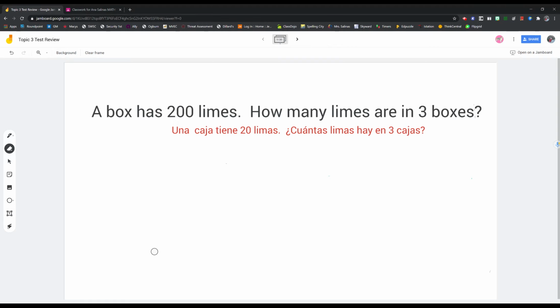So this first question says a box of limes has 200 limes. How many limes are in 3 boxes? So this is a multiplication question. This is the skill we've learned this week. So most of these questions will be multiplication. So if I have 200 limes and there are 3 boxes, that means I would be multiplying. We can do this in several ways. We'll start by multiplying the basic fact. 2 times 3 is 6. And then I'm going to add the 2 zeros to the end. So the answer would be 600 limes.